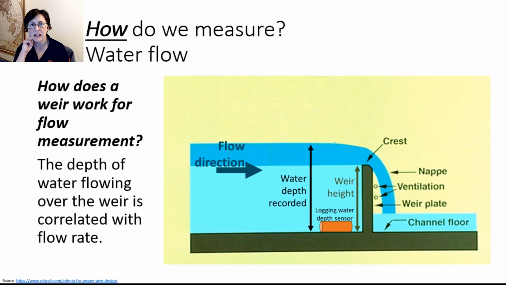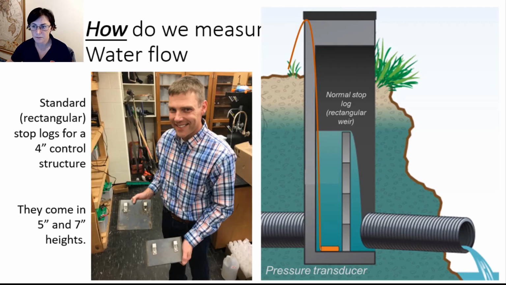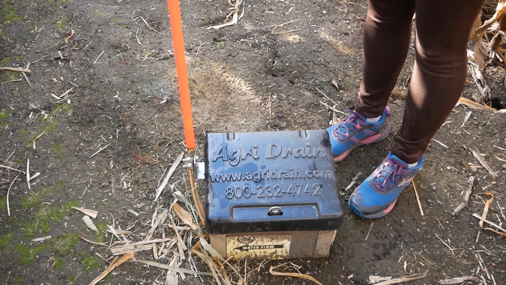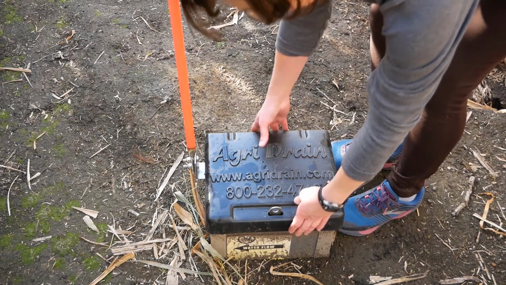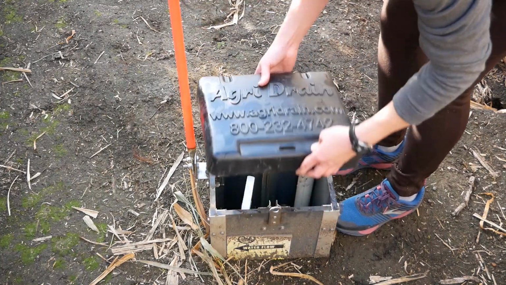The idea here is pretty simple. If you have this much water flowing over that weir, it's a relatively much lower flow rate than if you have this much water flowing over your weir. That's the concept. Now you might be wondering, well, how does this look in a tile drainage application, again, when we have pipes 3 feet underground? This is where our control structures come into play. You've seen these before when I talked about water sampling a couple minutes ago.